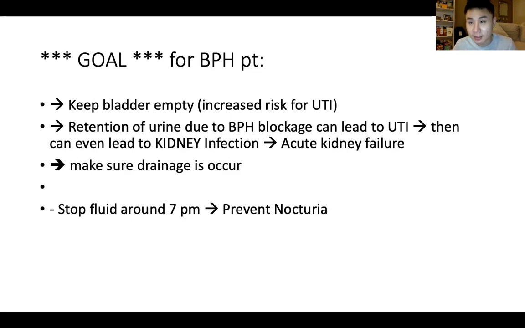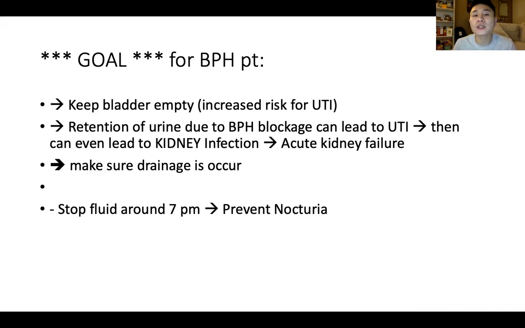retains the urine because the urine cannot flow out, this will increase the risk for UTI, because urine is a waste product at the end of the day. So the longer it sits in the bladder, the higher the risk for developing a UTI, urinary tract infection. Retention of urine due to BPH blockage can lead to UTI, then can even lead to kidney infection and may ultimately lead to acute kidney failure. So we make sure that the drainage occurs.